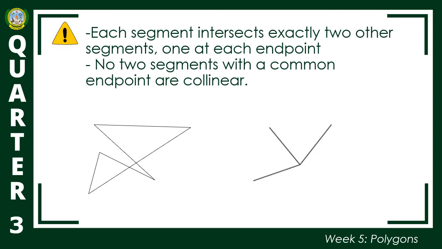Each segment intersects exactly two other segments, one at each endpoint. No two segments with a common endpoint are collinear. Okay, so just like in the given figures, make sure that the segment intersects exactly two other segments, one at each endpoint. So in the second figure, as you can see, the segments are intersecting two other segments at the same endpoint. Okay? So, that is not allowed. They must be intersected at both endpoints. Okay? And then, in this figure, in the first one, there are three segments which are collinear. Okay? So, it cannot be a polygon.